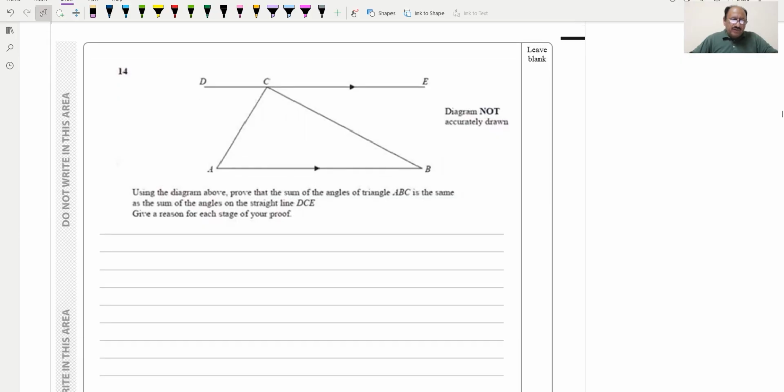Now question number 14. It says the diagram is not accurately drawn. Using the diagram above, prove that the sum of the angles of the triangle ABC is the same as the sum of the angles on the straight line DCE. Give a reason for each stage of your proof. So what we can do, we can write this angle as A.